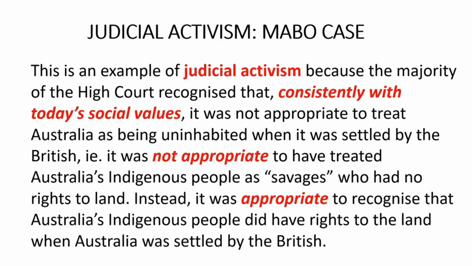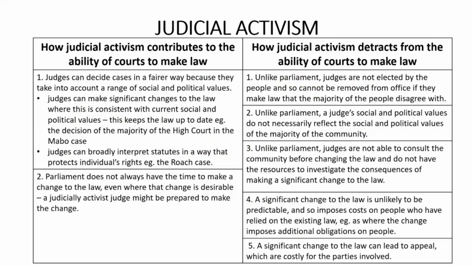That is, it was not appropriate to have treated Australia's Indigenous people as savages who had no rights to land. Instead, it was appropriate to recognise that Australia's Indigenous people were capable of having, and did have, rights to the land when Australia was settled by the British.